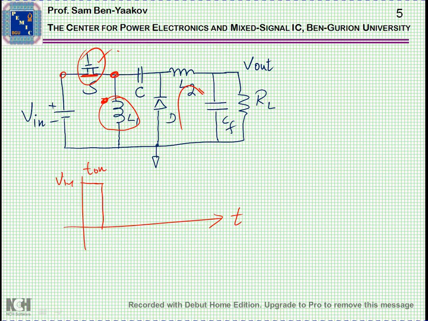Now during T off, the current through L2 will be passing through diode D. Therefore, this point will be practically zero. Vy at this particular time will be almost zero. Of course, there is a voltage drop on the diode, and if the output voltage is low, then one might wish to take this voltage drop into account. We are going to neglect it in this analysis.